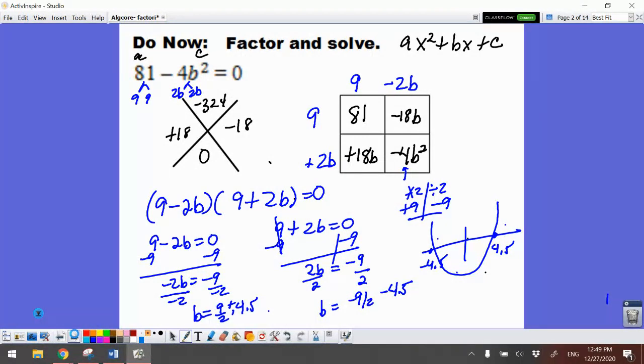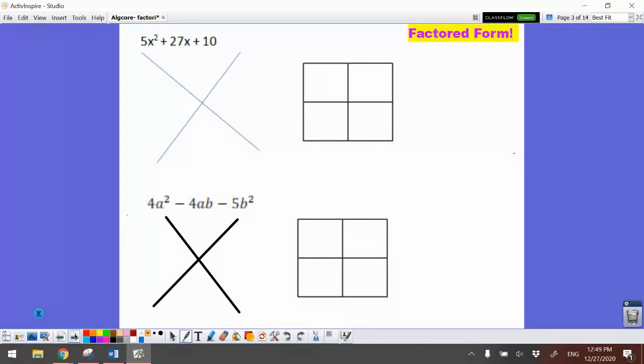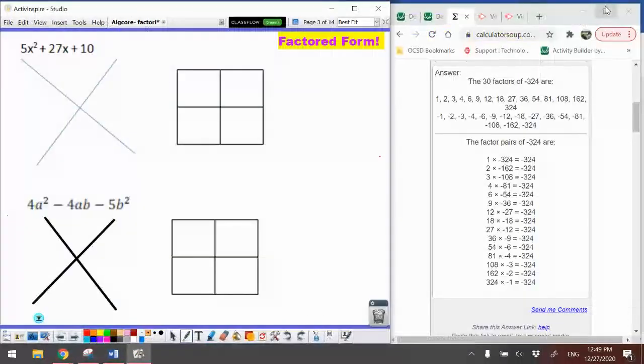All right, let's keep going. Let's take a look at these. So now all of a sudden, a is not 1. Okay, a is not 1. Our process is not going to change, but a is no longer 1.